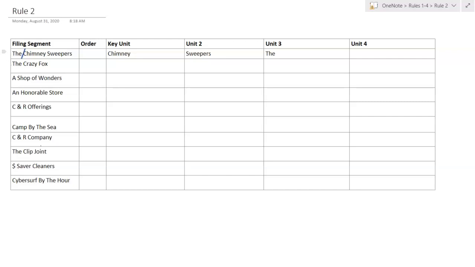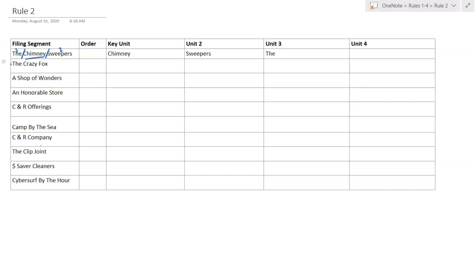So for the filing segment, the chimney sweepers: chimney is my key unit, sweepers is Unit 2, and the is Unit 3. Okay, and this makes filing a lot easier, especially because there are many different business names that actually begin with the word the. And if you were to file all of those business names, it would be very difficult to find the exact business name that you want.